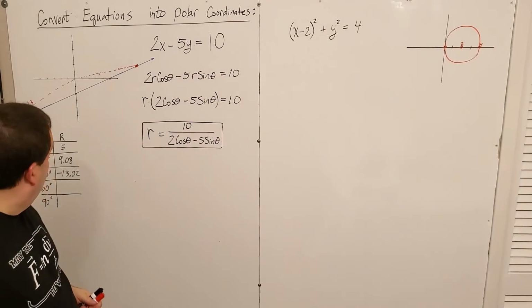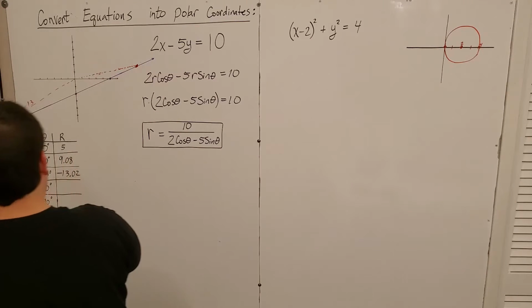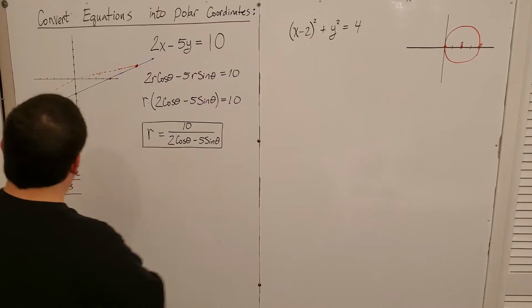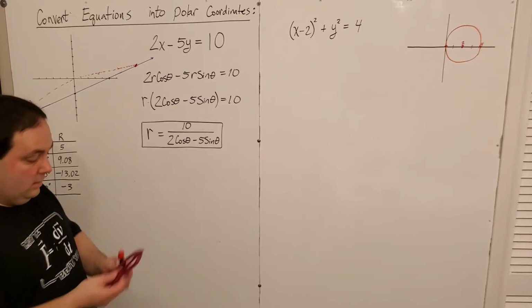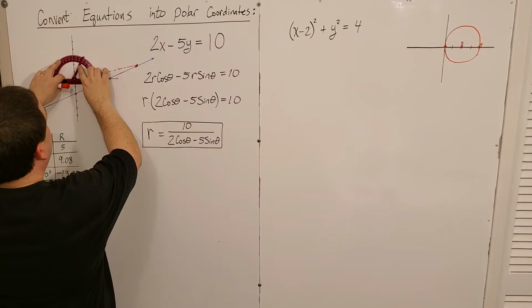So let's do 60 degrees now. Negative 3. So 60 degrees and negative 3. Let's actually map that one out because we can. Right? Let's get 60 degrees is here.